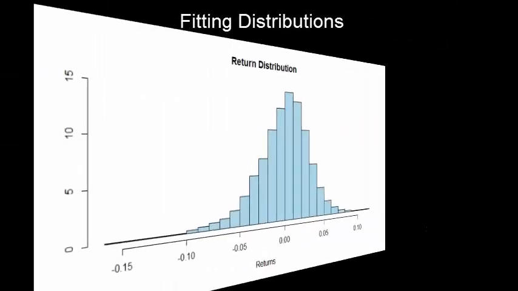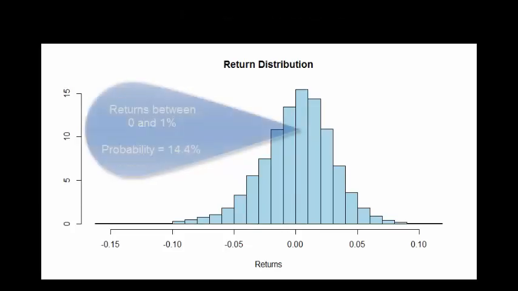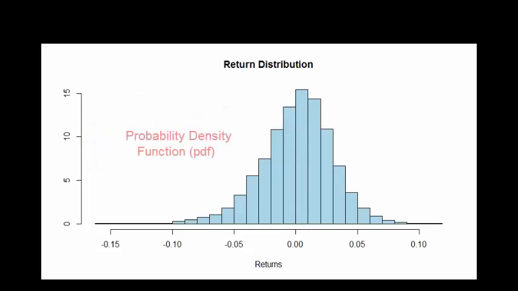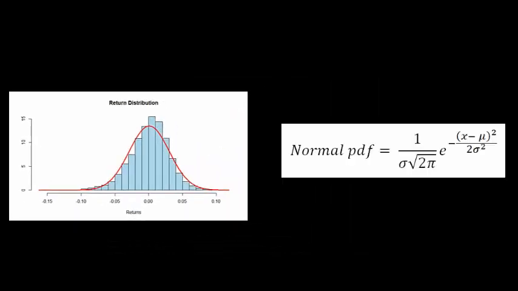In this tutorial, we'll explore in more detail some tools and methods of fitting a return distribution. Recall, modeling a distribution assigns a probability to each measurable subset of possible returns. This often involves a mathematical equation known as a probability density function, or PDF. An example of a PDF for the normal distribution is shown here.